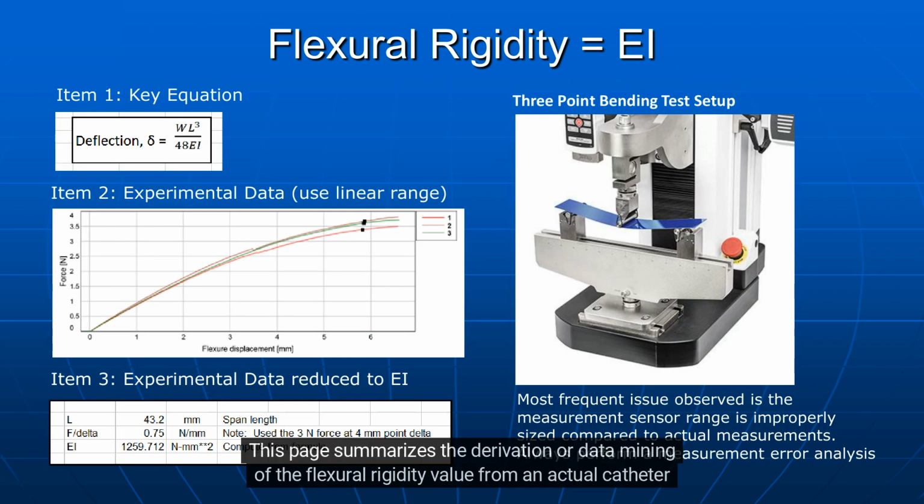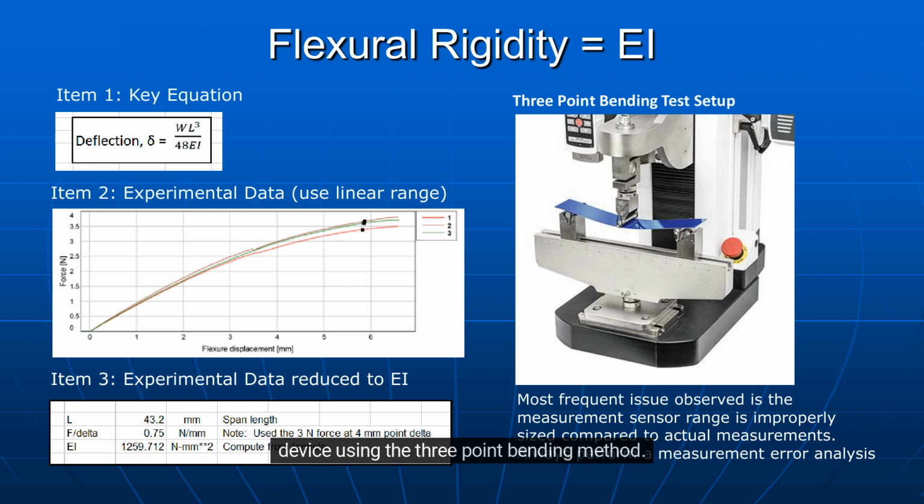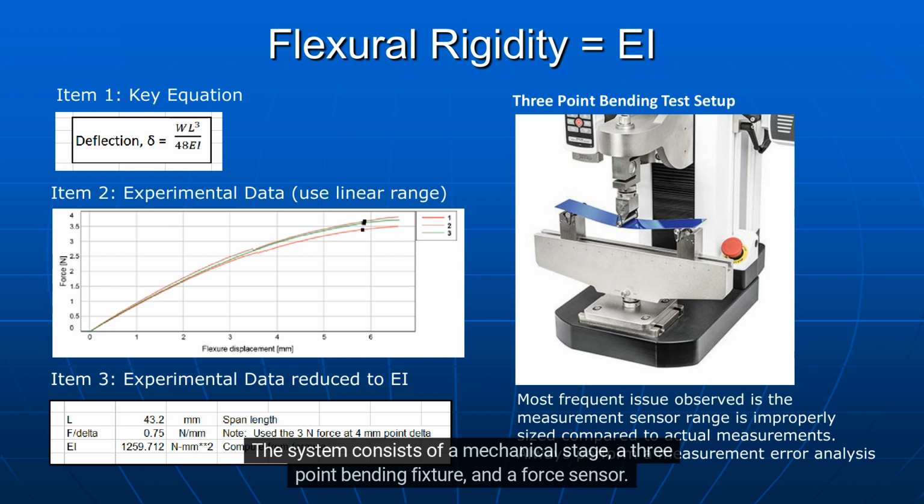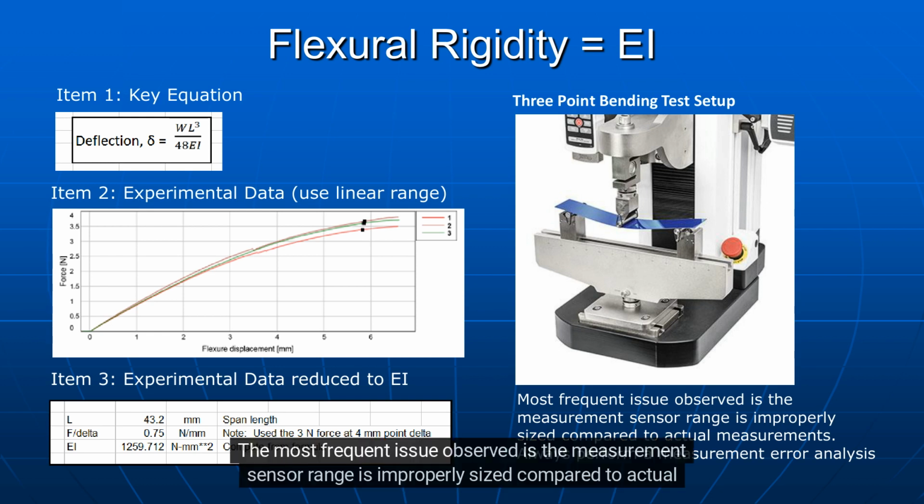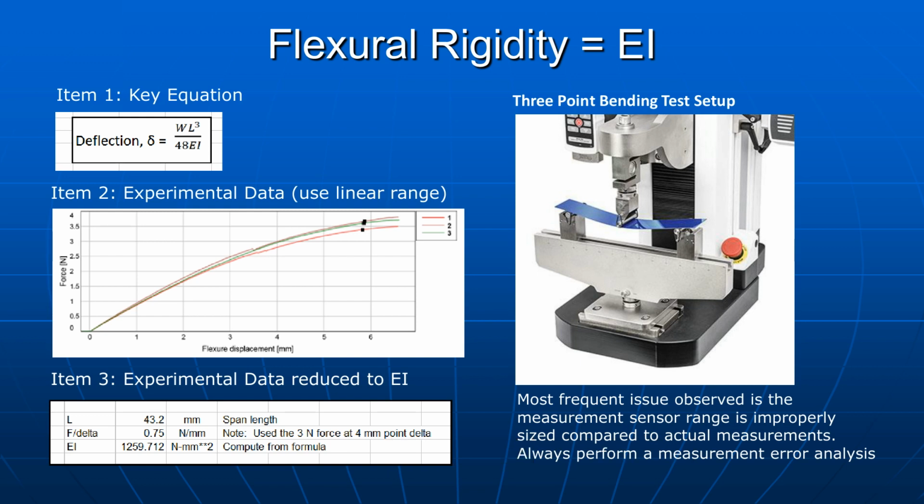This page summarizes the derivation, or data mining, of the flexural rigidity value from an actual catheter device using the three-point bending method. The actual test fixture is illustrated in the upper left-hand corner of the page. The system consists of a mechanical stage, a three-point bending fixture, and a force sensor. The most frequent issue observed is the measurement sensor range is improperly sized compared to actual measurements. Always perform a measurement error analysis.